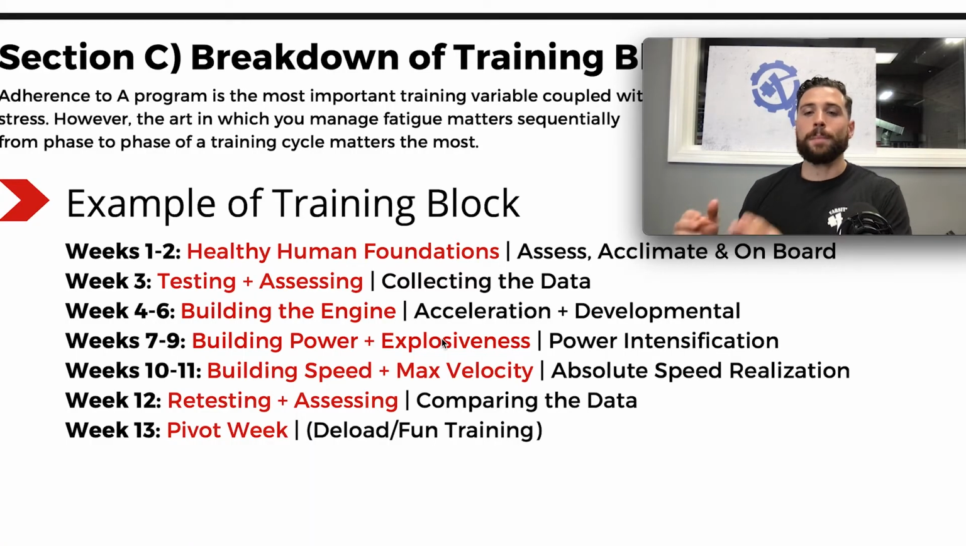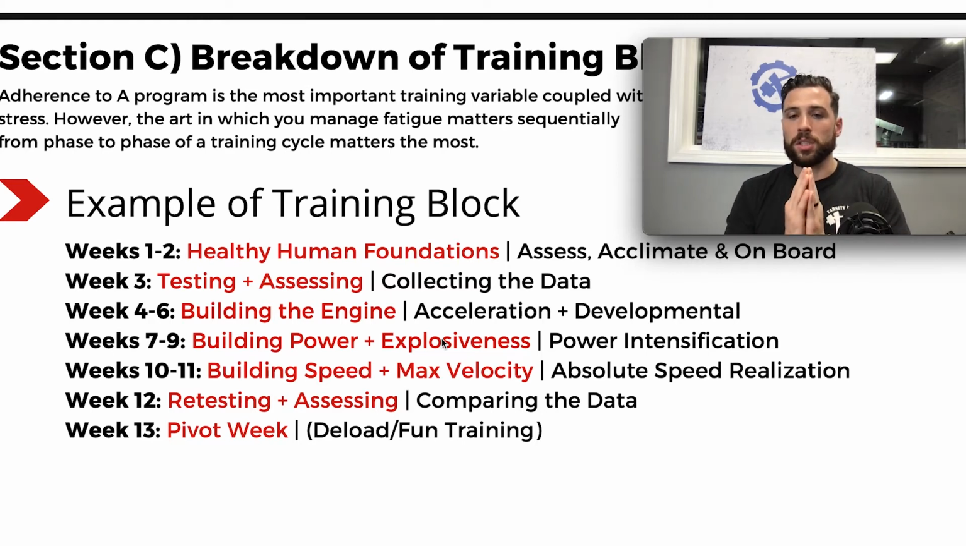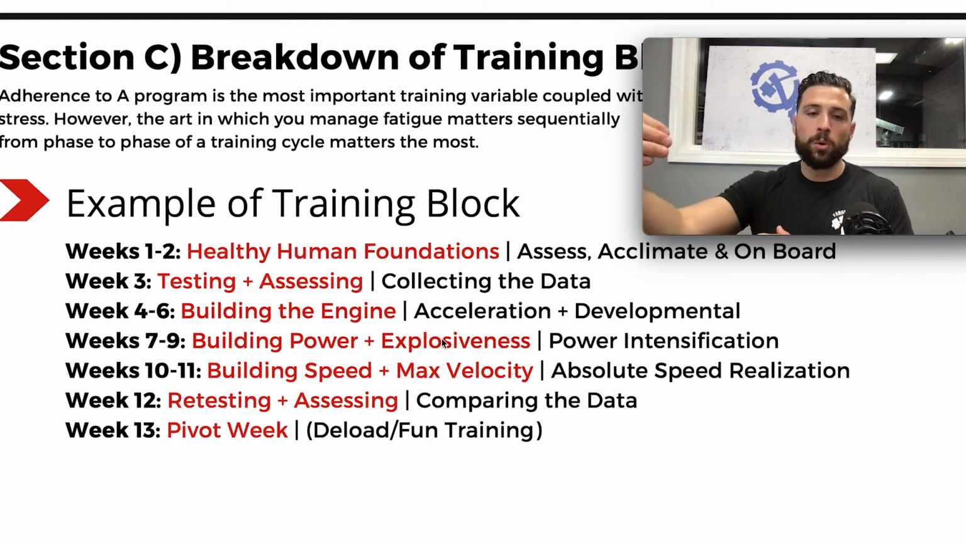Velocity. We call this our absolute speed realization phase. So weeks 10 through 11, we are trying to now capitalize on all of the strength, all of the power, and all of the technical ability that we just developed to allow these individuals to get frequent exposure to top-end speed. Week 12, this is retesting and assessing.